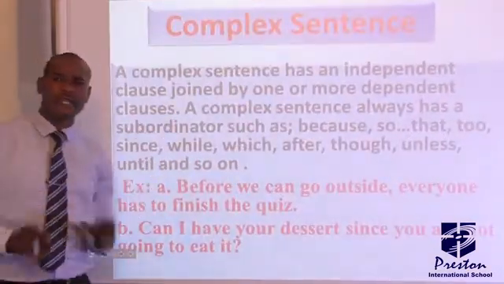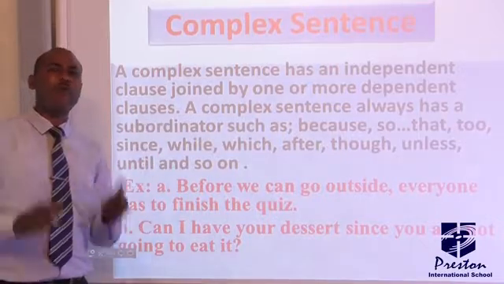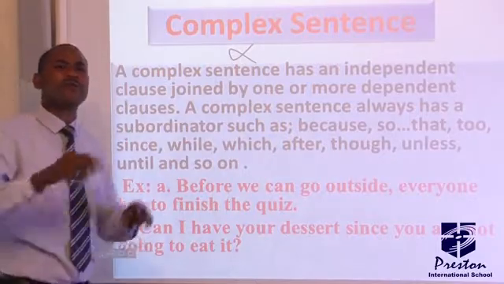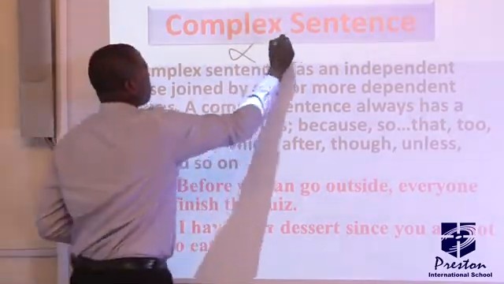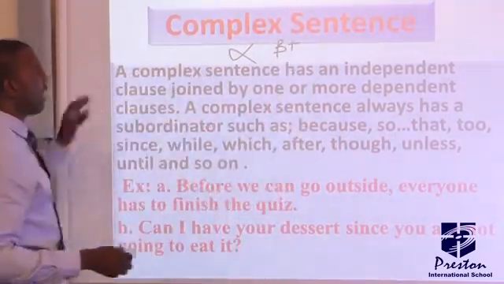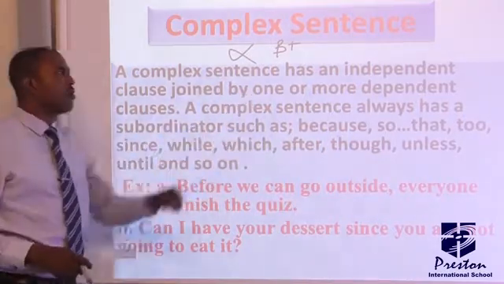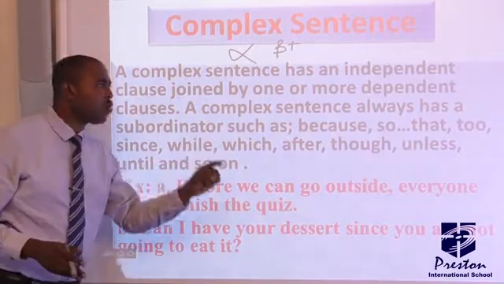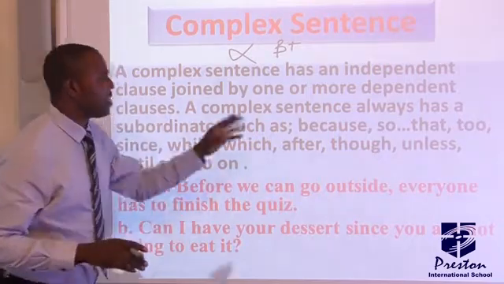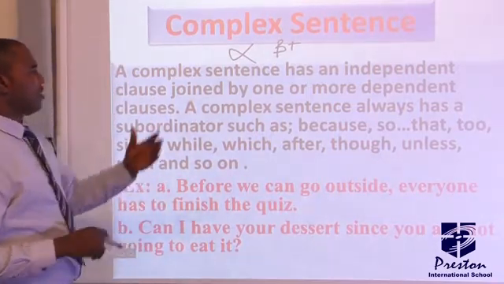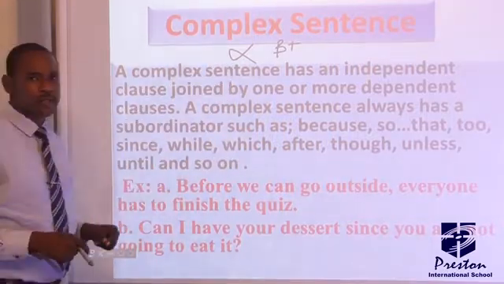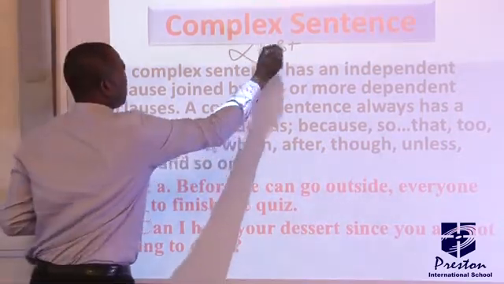Next, complex sentence. A complex sentence has one main clause, one alpha clause, and one or more subordinate clauses. So we call it beta clause. One main clause, one or more, so we have it as B plus. A complex sentence has an independent clause joined by one or more dependent clauses. So a complex sentence always has a subordinator, such as because, so, that, to, since, while, which, and so on, to link the clauses.